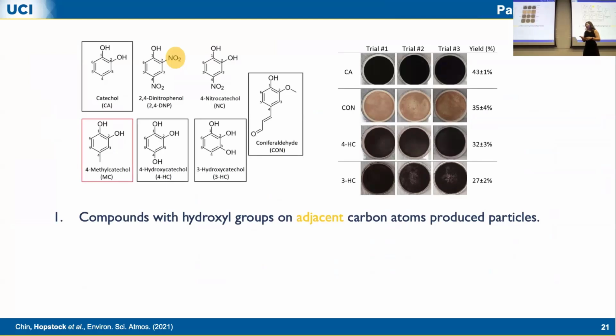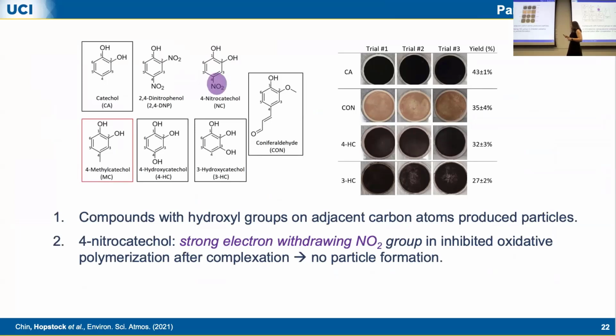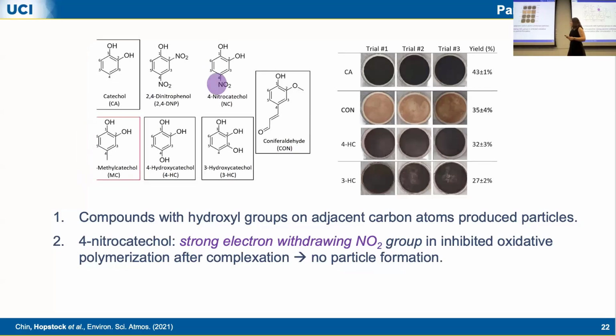The first thing we learned is that compounds that had adjacent hydroxyl groups on the ring produced particles. So in the case of 2,4-dinitrophenol, this did not produce particles and it didn't complex with iron. And then secondly, you might say, well, Katie, there's 2 OH groups here on 4-nitrocatechol. How come that didn't produce particles? Well, the NO2 group in the 4 position was too electron withdrawing. We did see a complex form with iron, but it couldn't go past this step. So we didn't see any particles form in that reaction.